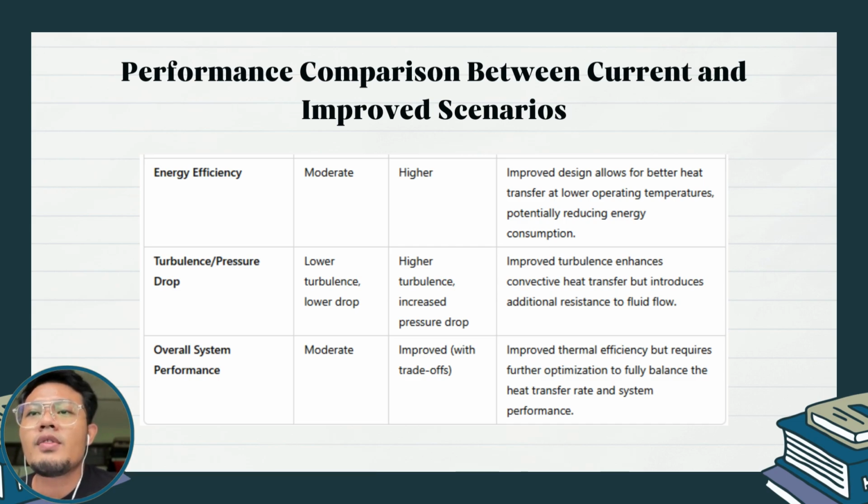And the last one is overall system performance. The current scenario is moderate, but the improved scenario is improved with trade-offs. The observation is improved thermal efficiency, but it requires further optimization to fully balance the heat transfer rate and the system performance.